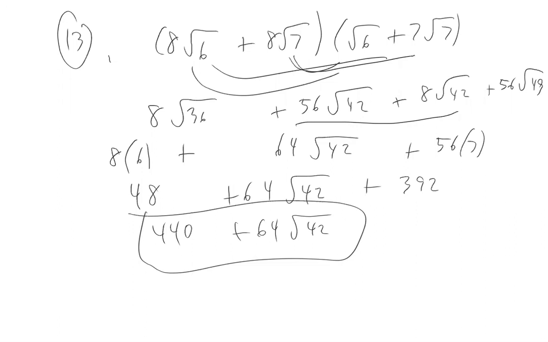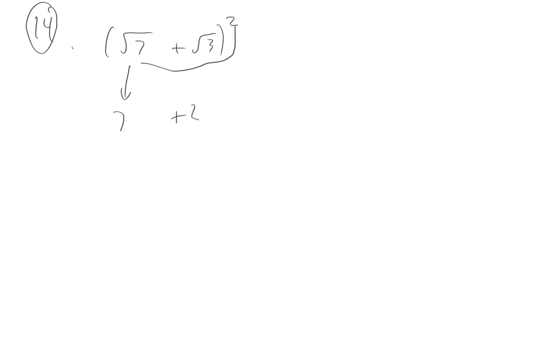Now number 14 on the review, it says 7, square root of 7, plus square root of 3, those are two nice prime numbers, squared. When you square a group of two things in a binomial, you square the first one, you just get 7. When you distribute the 2 together, 2 times that would be 2 square root of 21, and then you square the last one, which would just be 3. Then you combine the like terms, so 7 and 3 together is 10. So you get 10 plus 2 square root of 21.